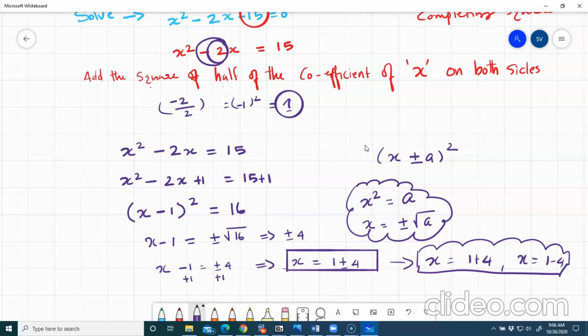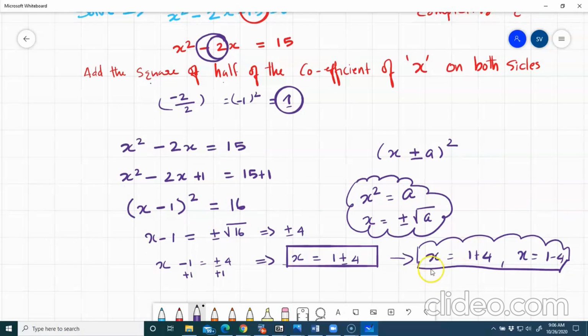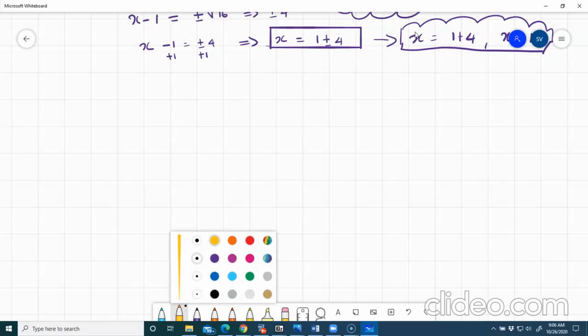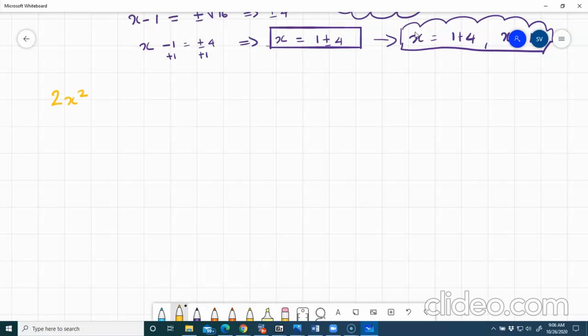And another case, of course, don't get confused when those kinds of questions pop up in front of you. We can have another question where the leading coefficient is not equal to 1. So don't get confused. Okay, I'm going to write another question. Let me try to use a different color. Okay, so another question is 2x squared plus 8x minus 7 equal to 0.